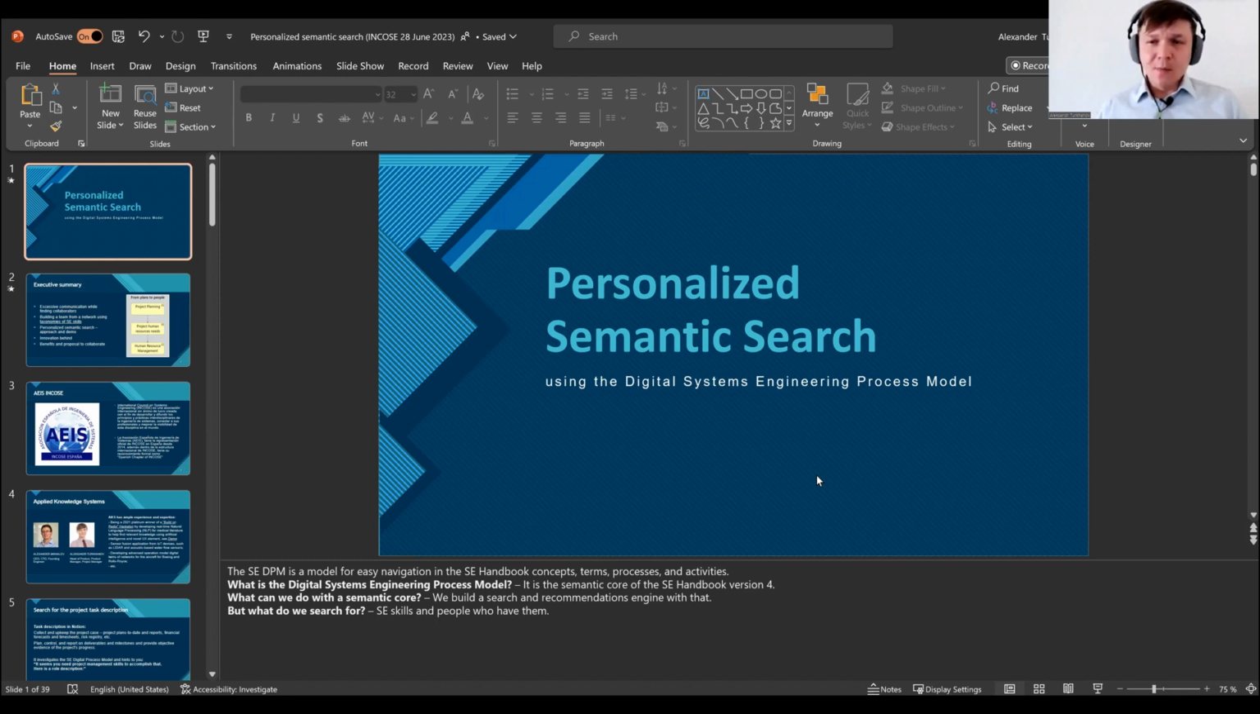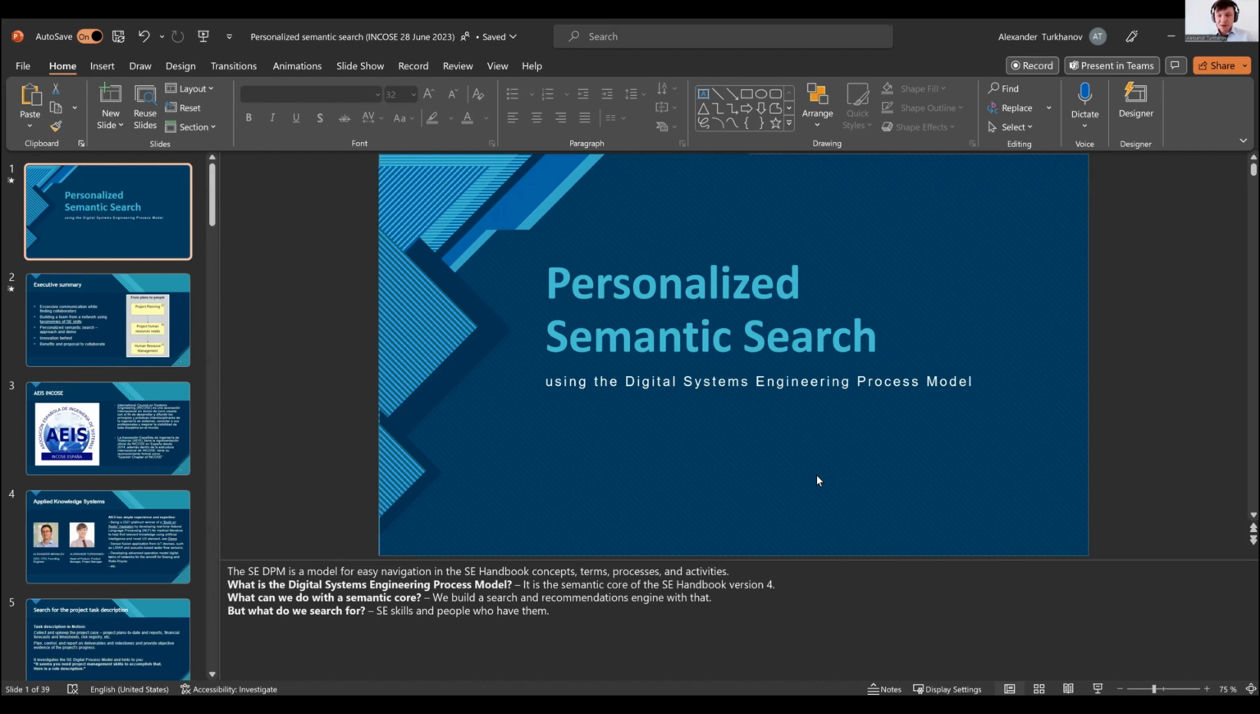But when I was looking at it, I could not help but think that this is a semantic core for the system engineering body of knowledge. And what can you do with a semantic core? You can build a search engine and a personalization engine, a recommendation engine with it. And we just decided that we should totally build that.